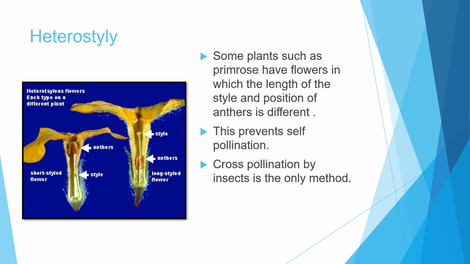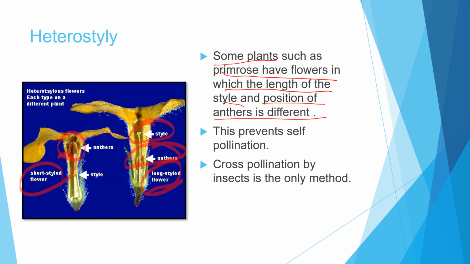Heterostyly is where some plants such as primrose have flowers in which the length of the style and the position of the anthers is different. Always the length of the style and the position of the anther is different in different flowers. So one type bears the stamens at a higher level and another type bears them at a lower level. Just follow the diagram. Here you see the anthers at this point, but the style is here, while the anthers are down here. So this is a long-styled flower, whereas this is a short-styled flower.